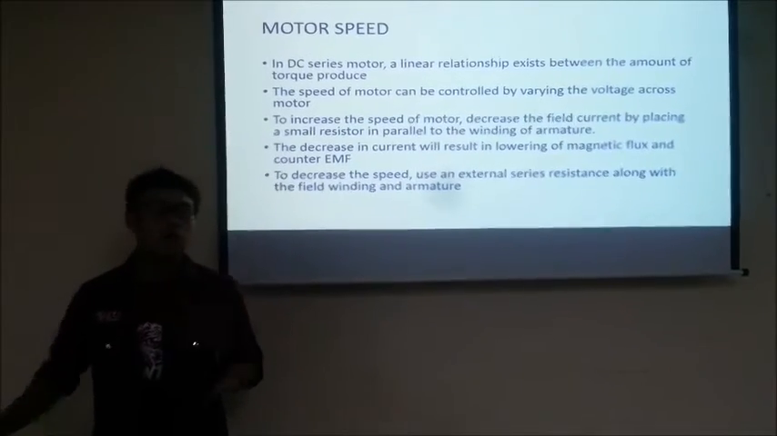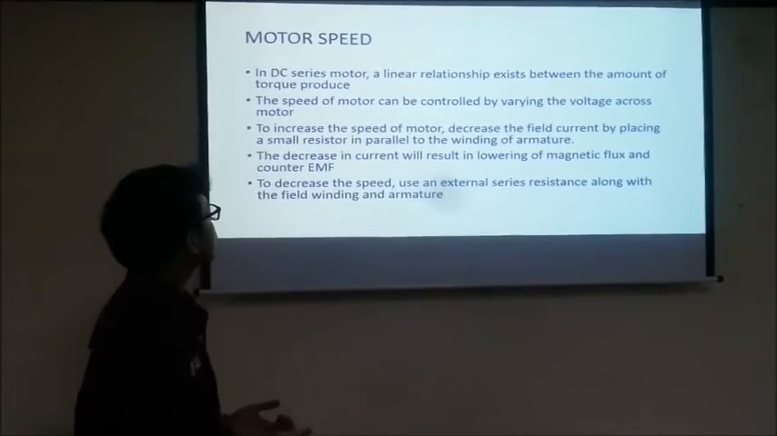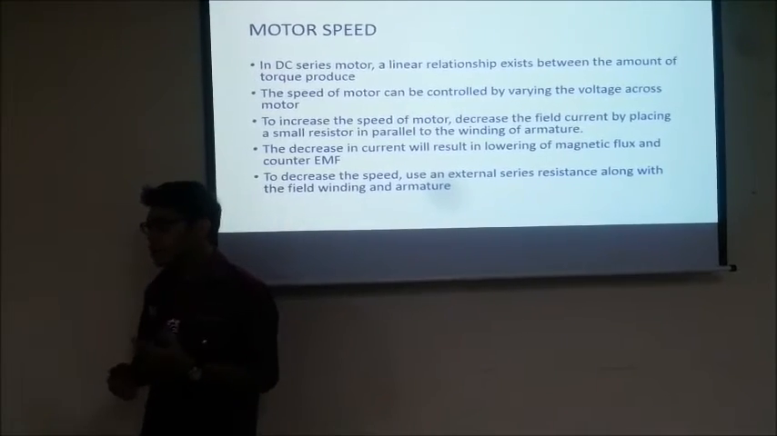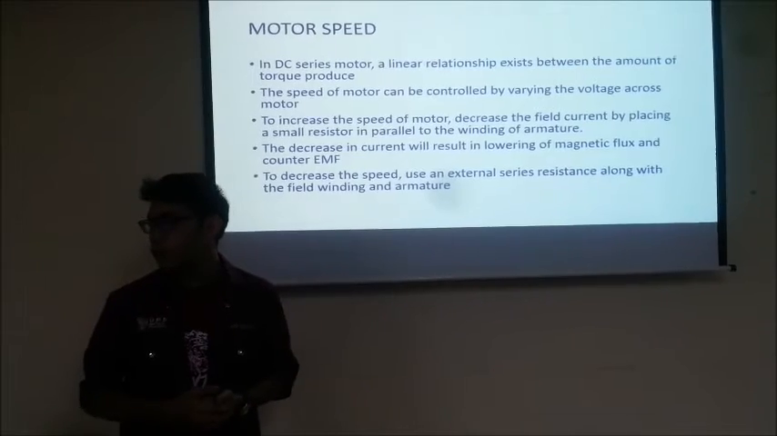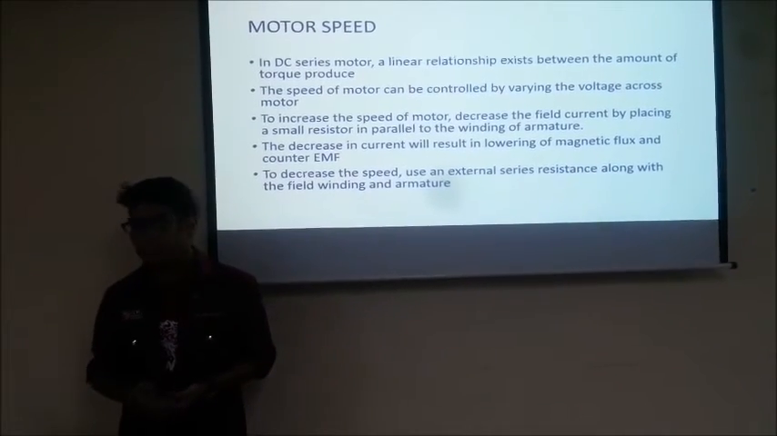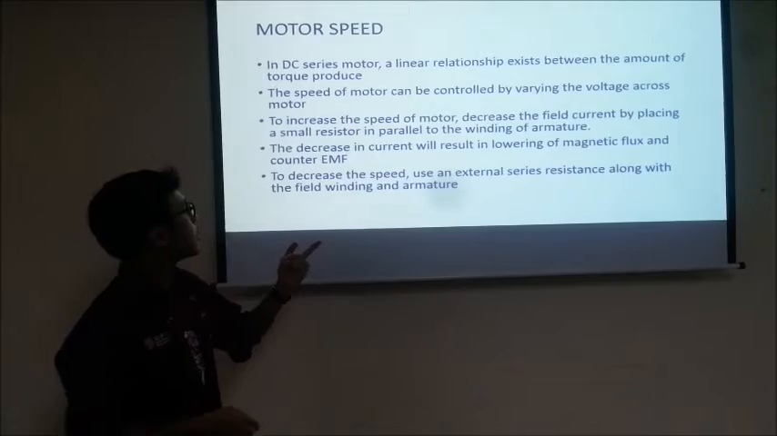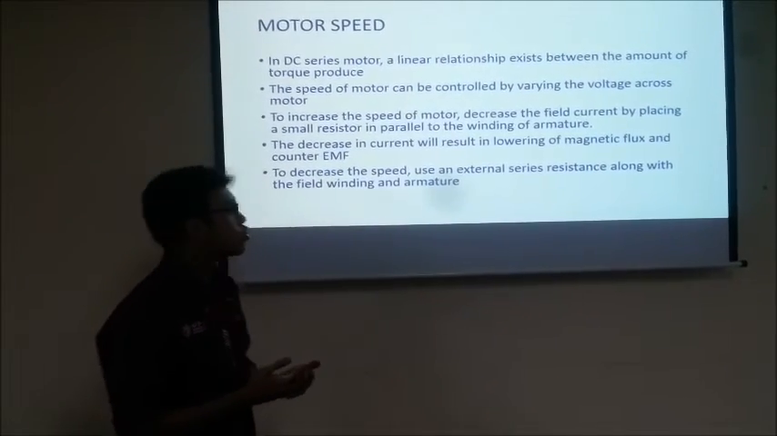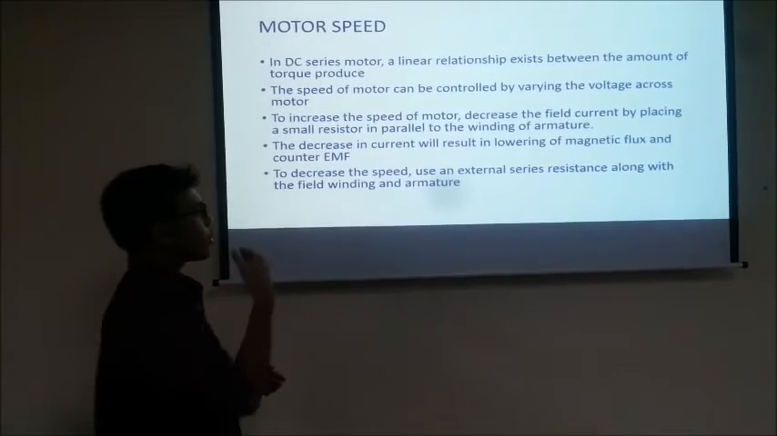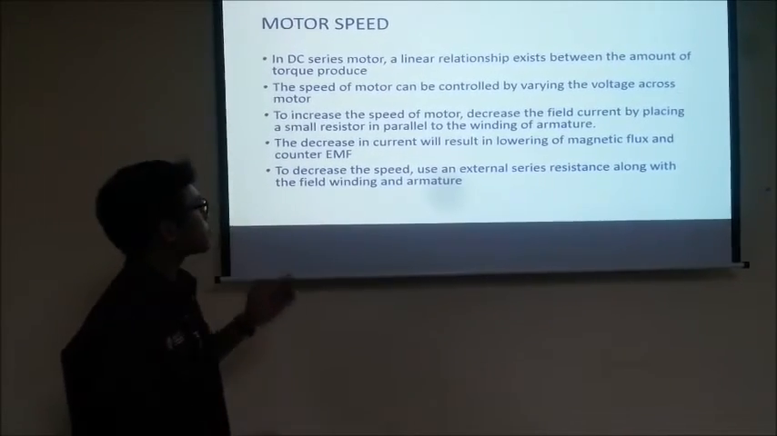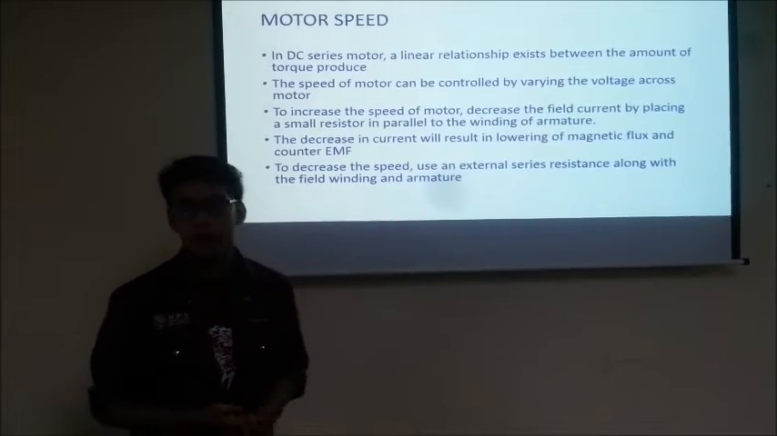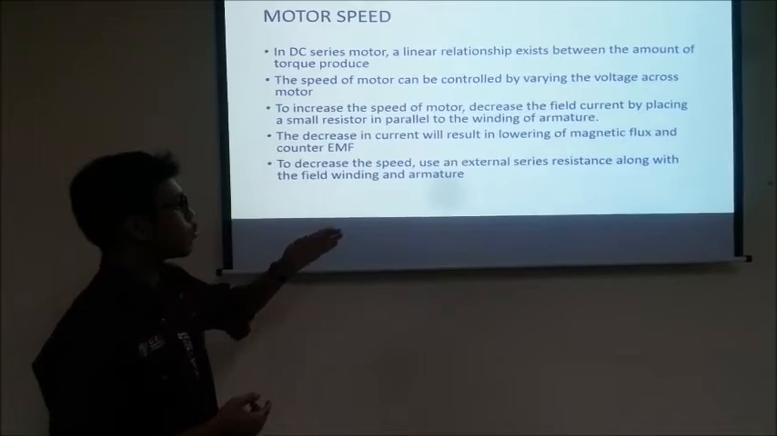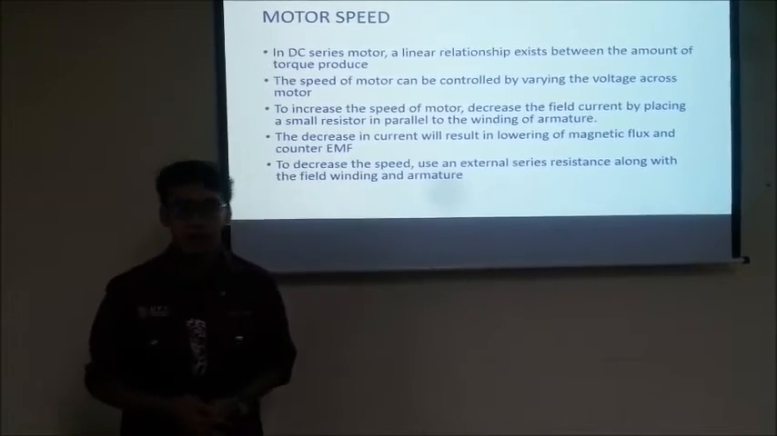Next we're going to show how to control the speed of the motor. In a DC series motor, a linear relationship exists between the amount of torque produced. The speed of the motor can be controlled by varying the voltage across the motor. To increase the speed of the motor, we have to decrease the field current by placing a small resistor in parallel to the winding of the armature. The decrease in current will result in lowering of magnetic flux and counter EMF.